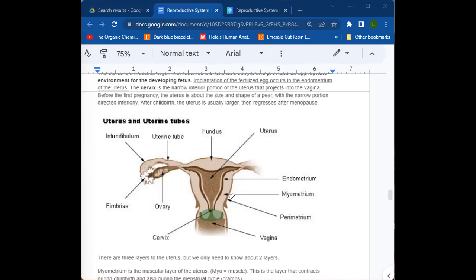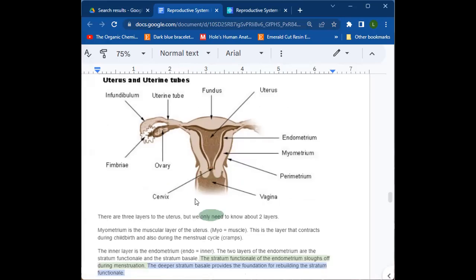We need to know that the uterus has 3 different layers to it. There could be a question that just literally asks how many layers there are to the uterus. So you need to know 3. But we also need to know the function of 2 of them. The third one's not important. So the 3 main layers are the endometrium, the myometrium, and the perimetrium. The endometrium, we can think of that as the inner. Endo means inner.